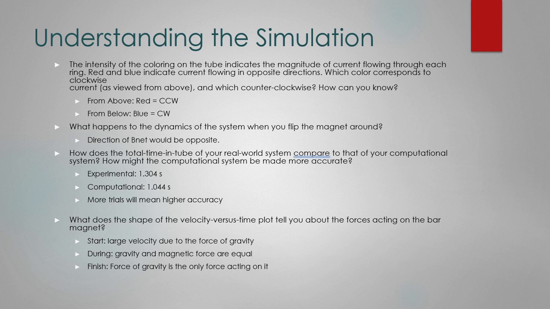And then what does the shape of the velocity versus time plot tell us about the forces acting on the bar magnet? At the start, before you enter the tube, obviously there's a large force due to the force of gravity. And then while it's in the aluminum foil, the gravity and the magnetic forces are equal, which is why it stays at a constant velocity. And then obviously at the end, the gravity starts acting on it more heavily again.